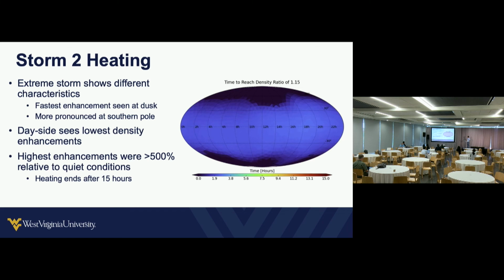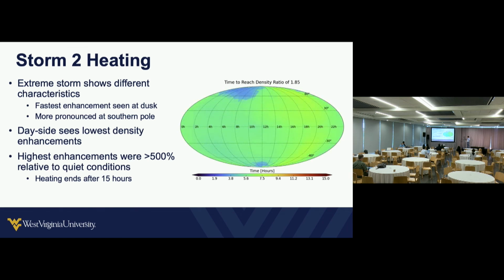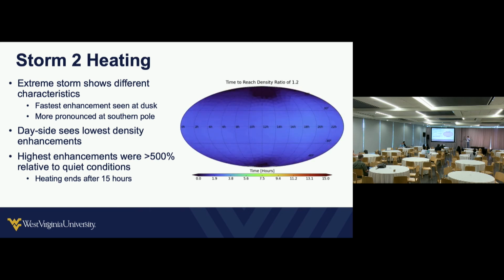If we look at the stronger storm, we see density, again, plotting the same thing. But here, if you notice, the last time the density ratio only went up to about 2.5. Now we are going up to 5. So we do see significantly greater density enhancement, up to more than 500%. And this is showing what region of the globe on a local time basis reaches those density ratios. Not everywhere do we see those levels of enhancement.